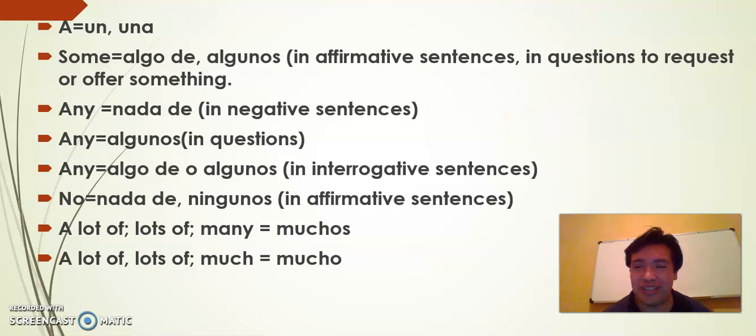I know we shouldn't use too many phrases in Spanish, but sometimes it's confusing, and that is why I decided to put it like a summary over here. We already know the meaning. Some can be used with singular and also with plural in affirmative sentences, but also in questions to request, that means pedir, solicitar, and also to offer something. So normally we use any in questions, but if we need a request or we need to offer something, then we have to use some. For example, would you like some coffee?